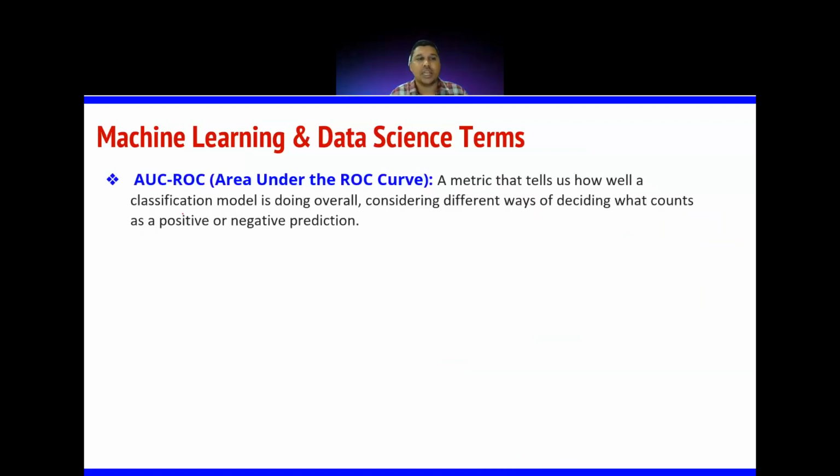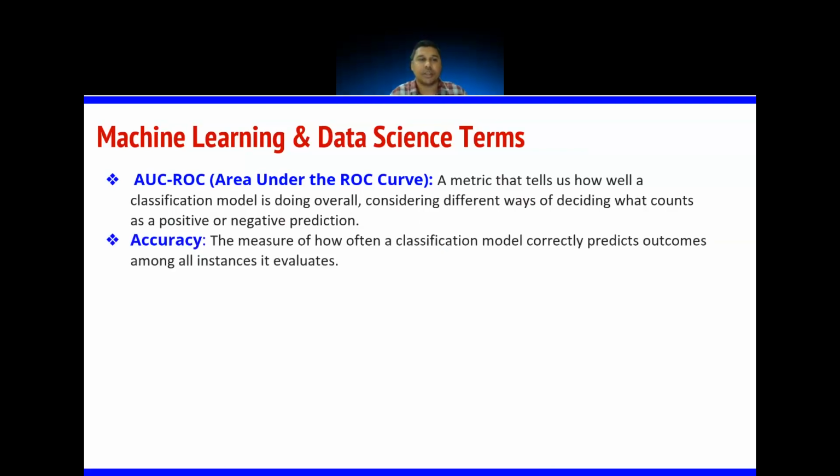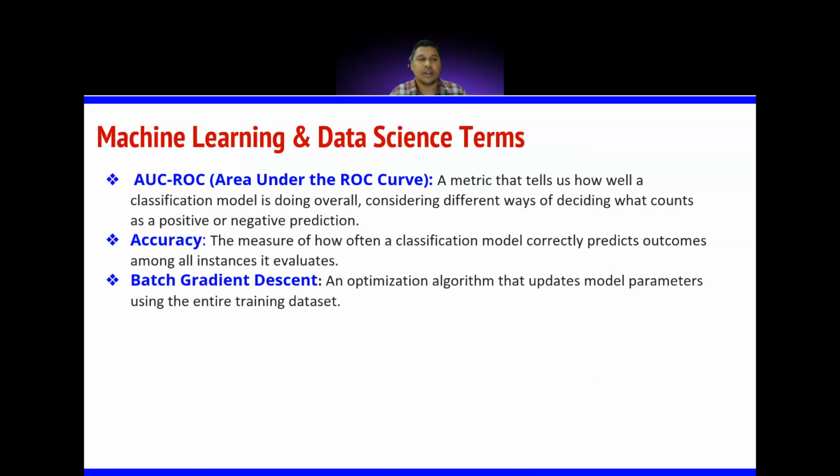Then we have AUC, area under the curve, and the ROC curve. This is used in classification models again, to see how your model is performing. Area under the ROC curve is one metric where, by plotting the graph, we try to see whether the prediction done is positive or negative.